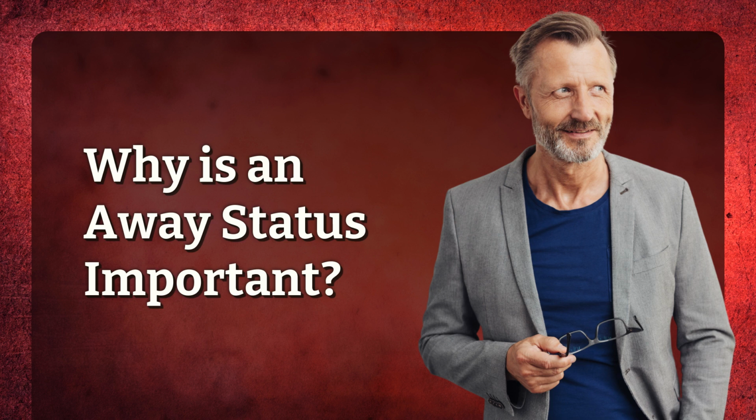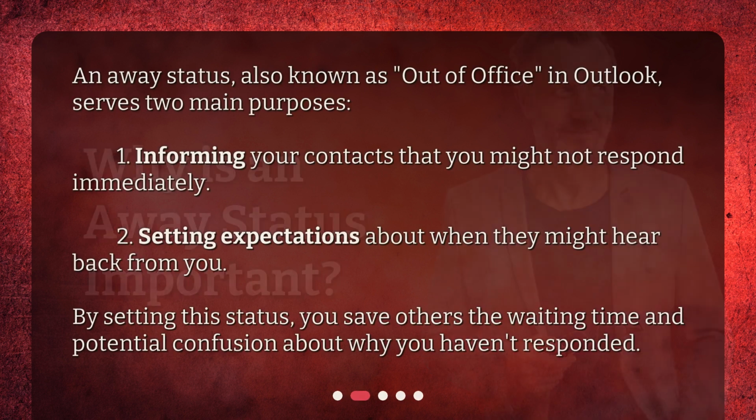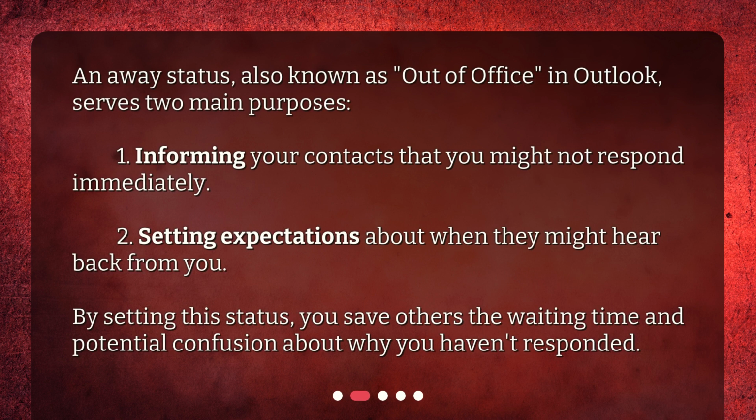Why is an away status important? An away status, also known as out of office, in Outlook, serves two main purposes. 1. Informing your contacts that you might not respond immediately. 2. Setting expectations about when they might hear back from you. By setting this status, you save others the waiting time and potential confusion about why you haven't responded.